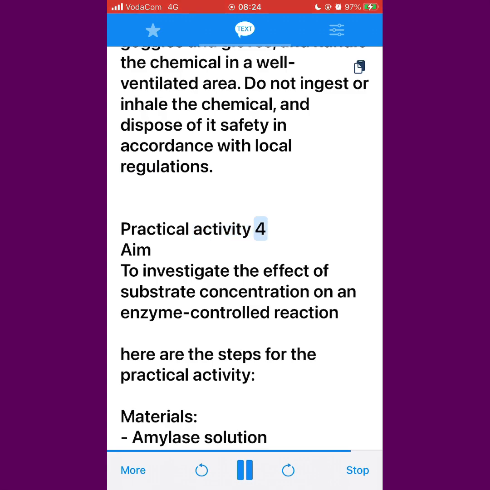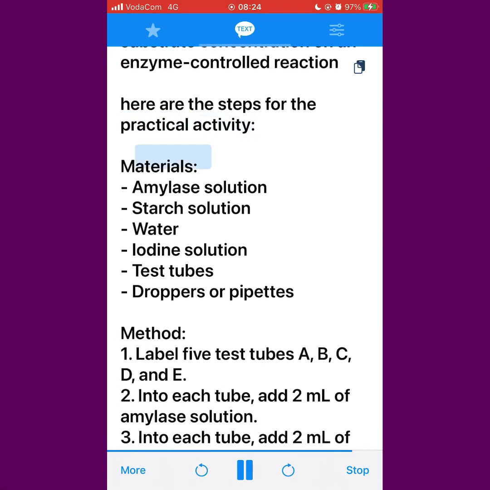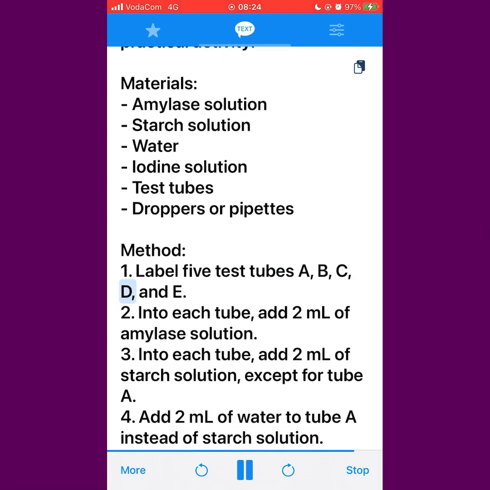Practical Activity 4. Aim: to investigate the effect of substrate concentration on an enzyme-controlled reaction. Here are the steps for the practical activity. Materials: amylase solution, starch solution, water, iodine solution, test tubes, droppers or pipettes. Method. 1. Label 5 test tubes A, B, C, D, and E.